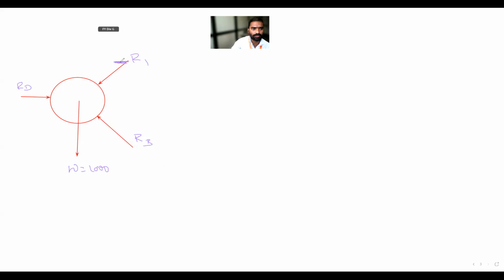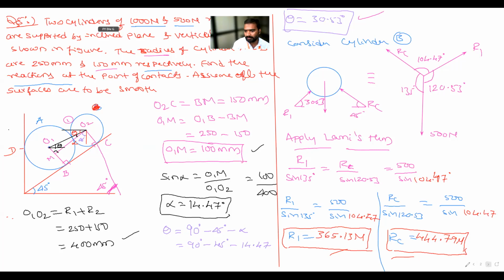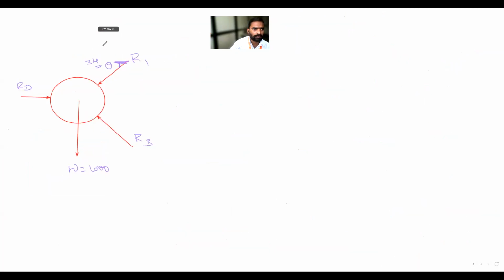Okay, this R1 is making an angle. How much is it with respect to horizontal? It is theta. Theta is equal to 30.53. Okay, then this is our horizontal. This RB is making an angle with respect to horizontal, that is 45. Weight is known. R1 you have also calculated. What is the value of R1? 365.13 Newton.